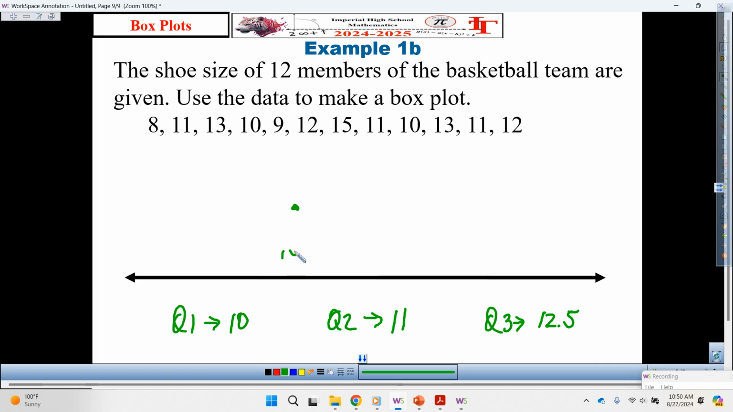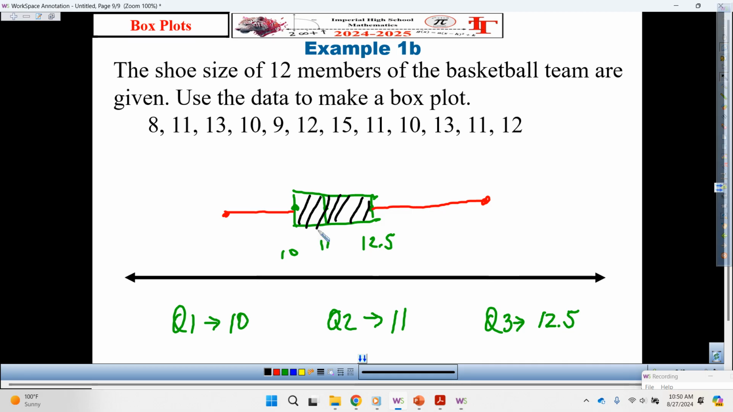10, 11, 12.5. Your box minimum is 8. Maximum 15. And a statement. Look at the data. For shoe size in the basketball team, tell your neighbor what you would say for that data. Shoe size. What would you say?